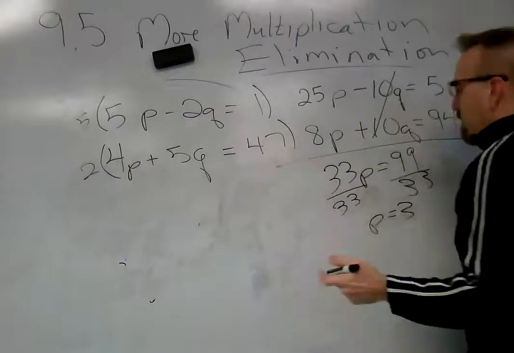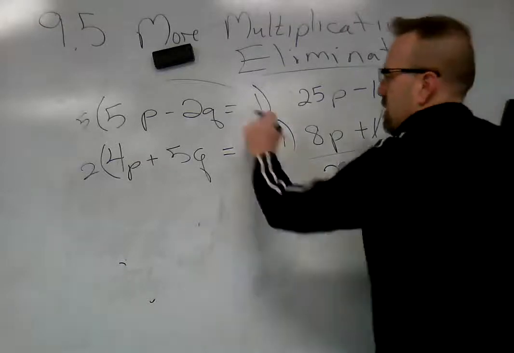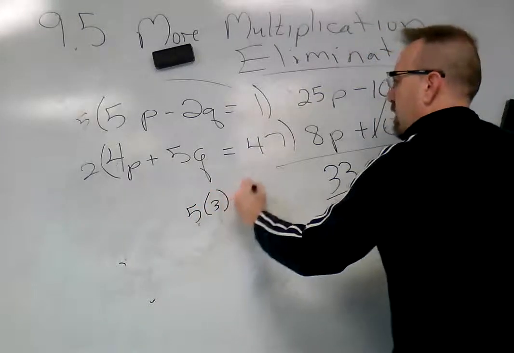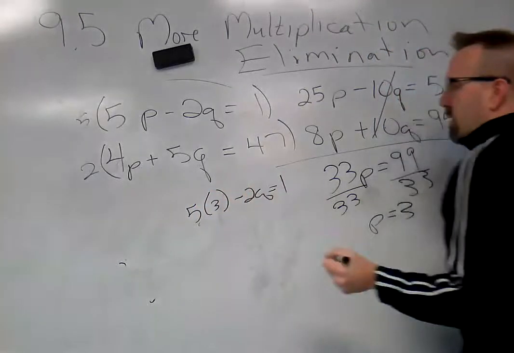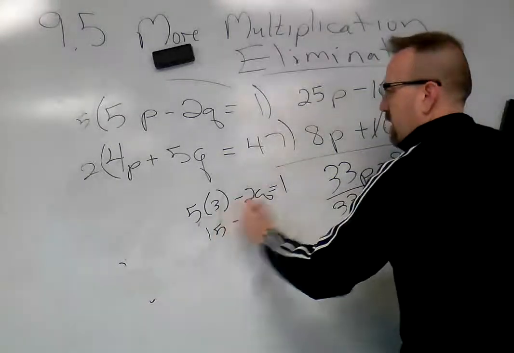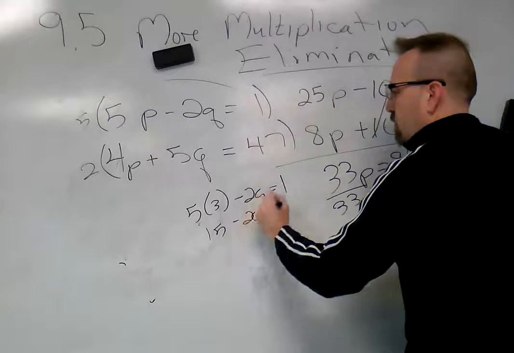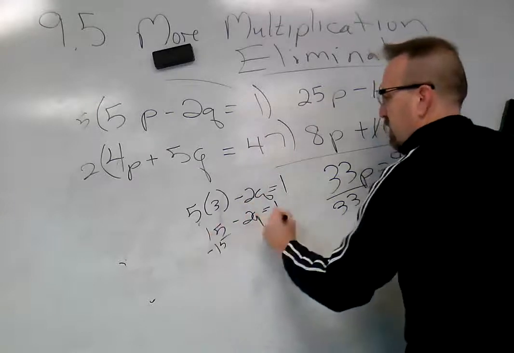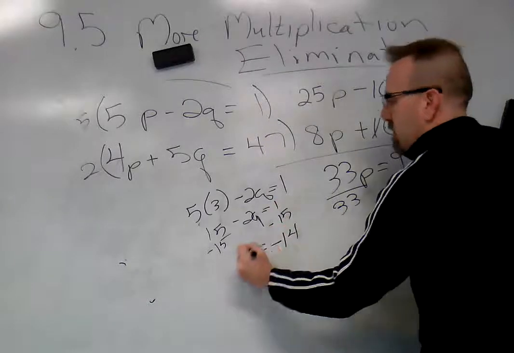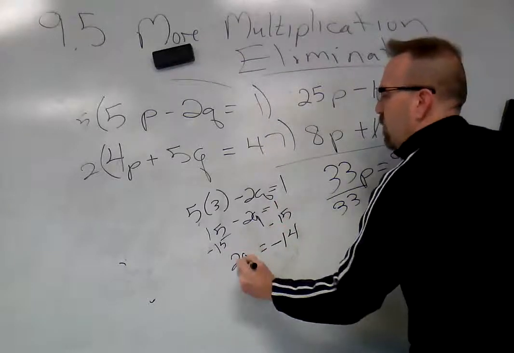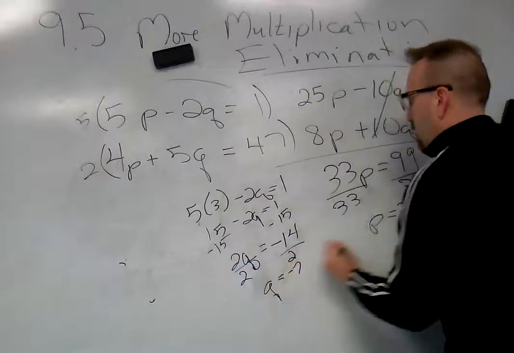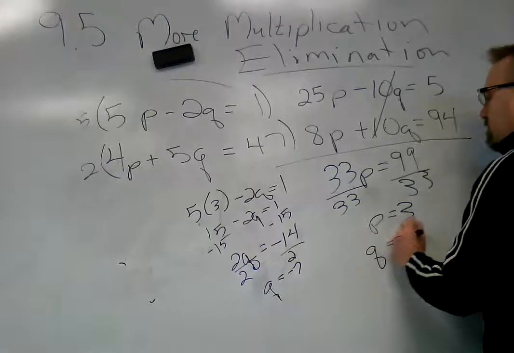So now we can go back into either equation. This one, numbers are smaller. Let's go there. So 5 times 3 minus 2q equals 1. 15 minus 2q equals 1. So subtract 15. 1 minus 15, negative 14. 2q equals negative 14, so q equals negative 7.